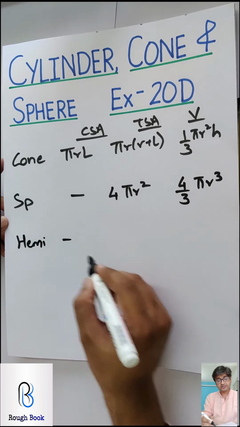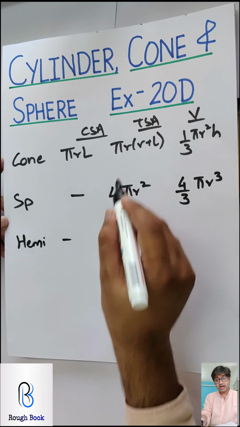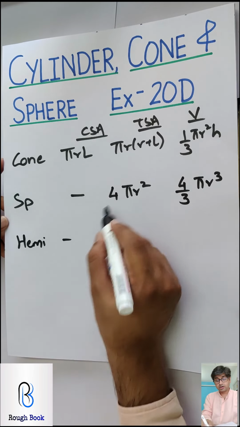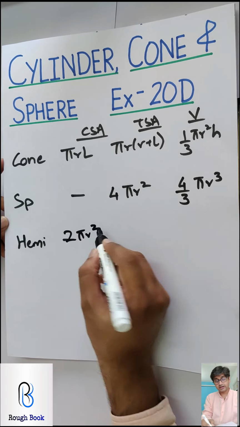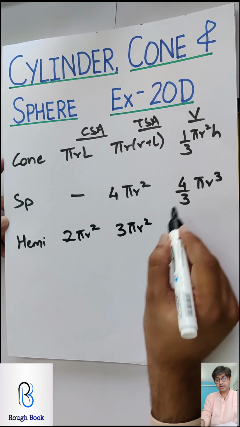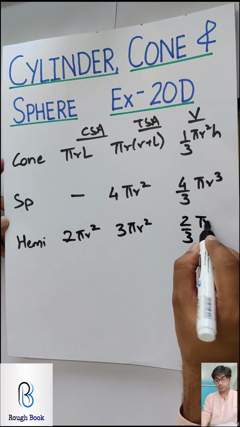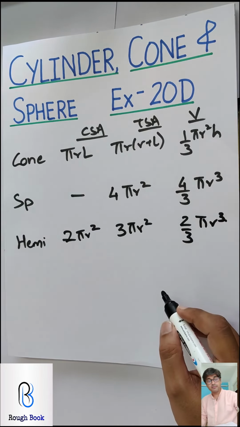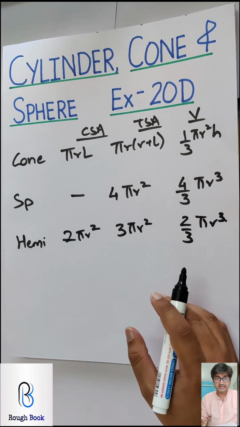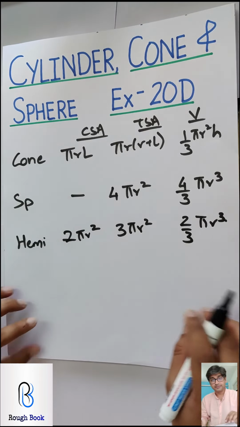And then we did hemisphere. Curved surface area and total both are there. So curved will be half of the sphere's, so 2 pi r square. Adding one more pi r square gives the total, and half of the sphere's volume becomes the volume. These three are majorly what we are going to do in this exercise, exercise D.